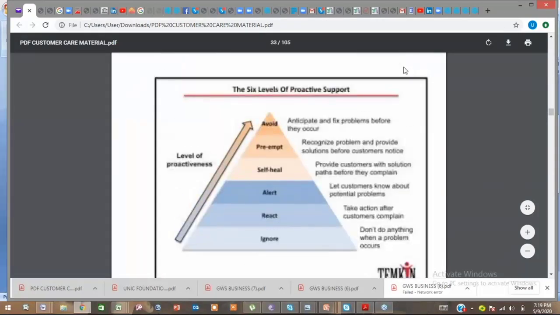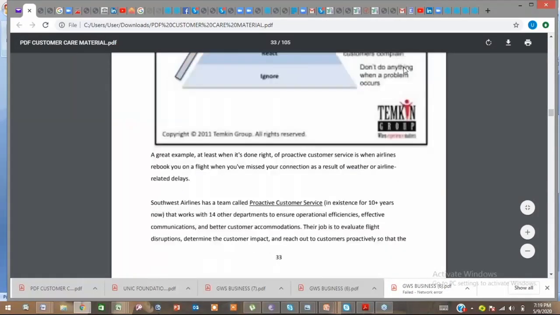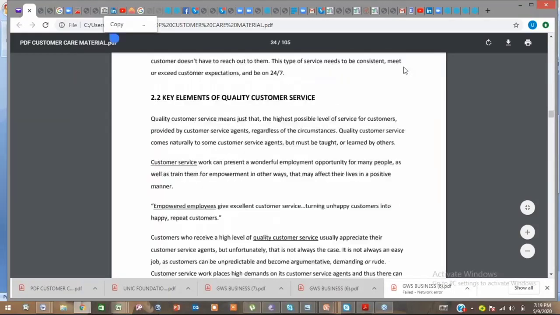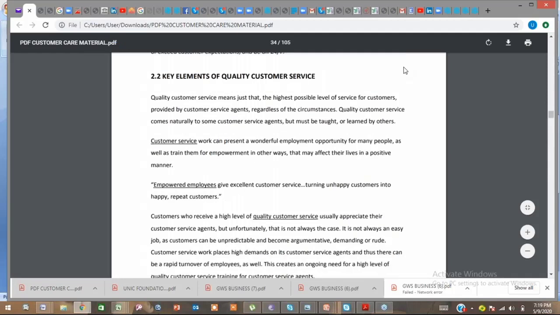I will be skipping some because we've already gone through that. So today's class is just like a revision class, and I urge you guys to note the areas I am pointing at. Key elements of quality customer service.